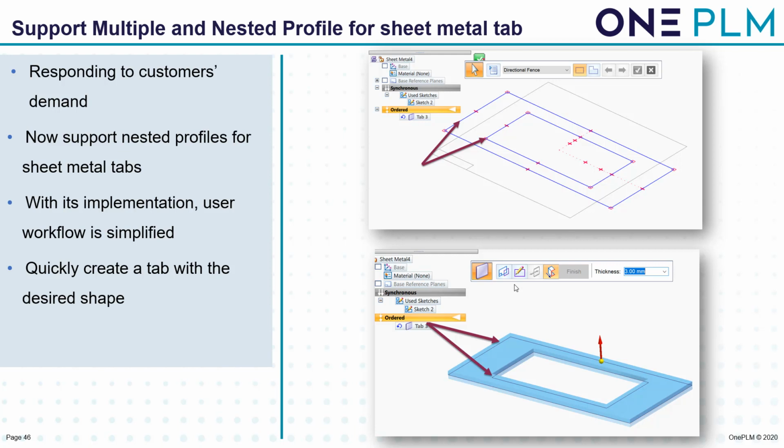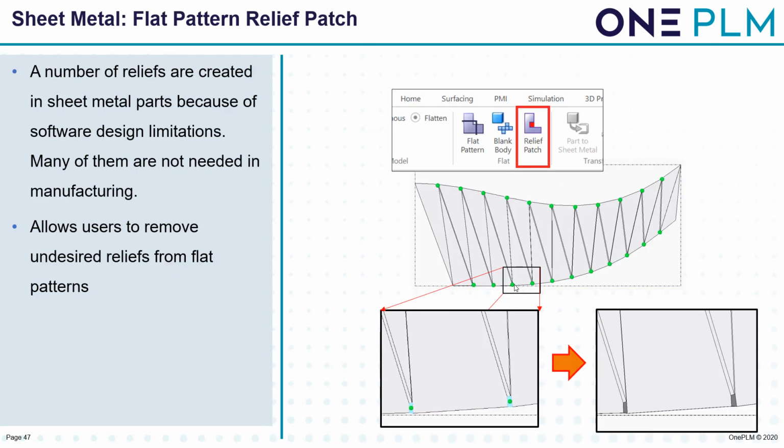So let's go to some of the other options. Multiple profiles for a sheet metal tab. Previously we'd have had to create a tab and then do a cut separately. Now, as long as we've got the nested tabs, we can easily use those to create a nested profile feature really quickly.